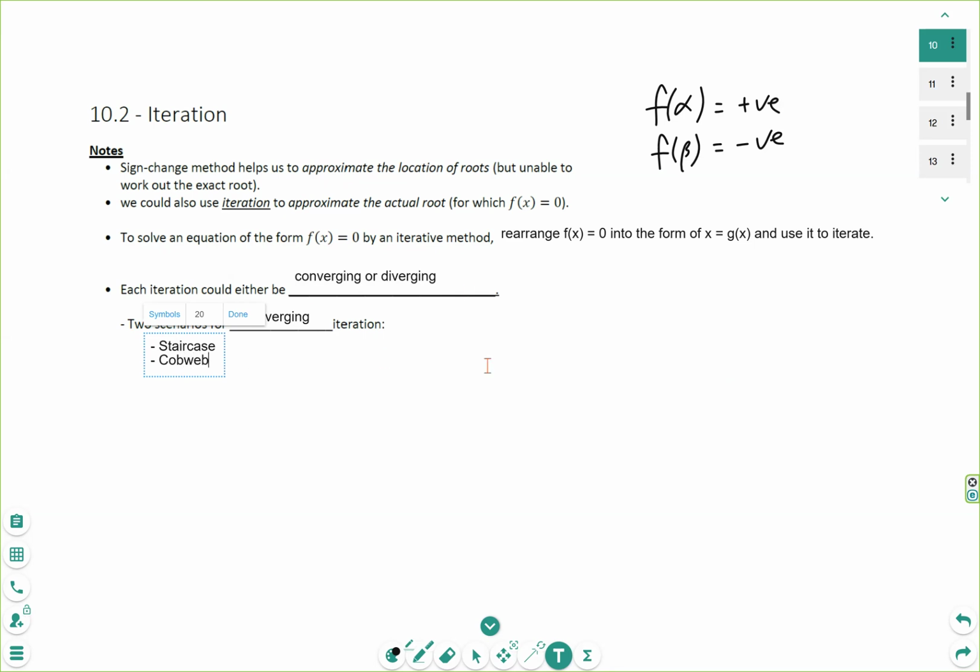Is it cobweb or cobweb? Give me a sec. No, it's right. It's a cobweb, like a spider, the spider thing. Yep. Right. Let's have a look.